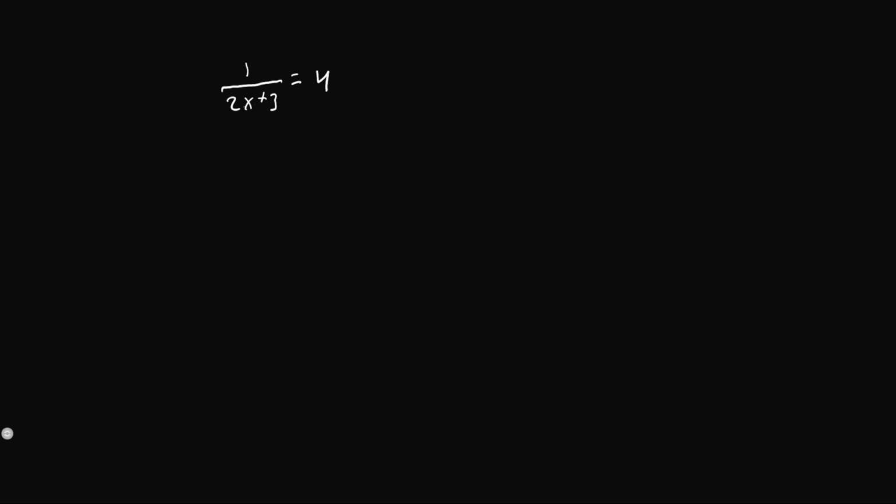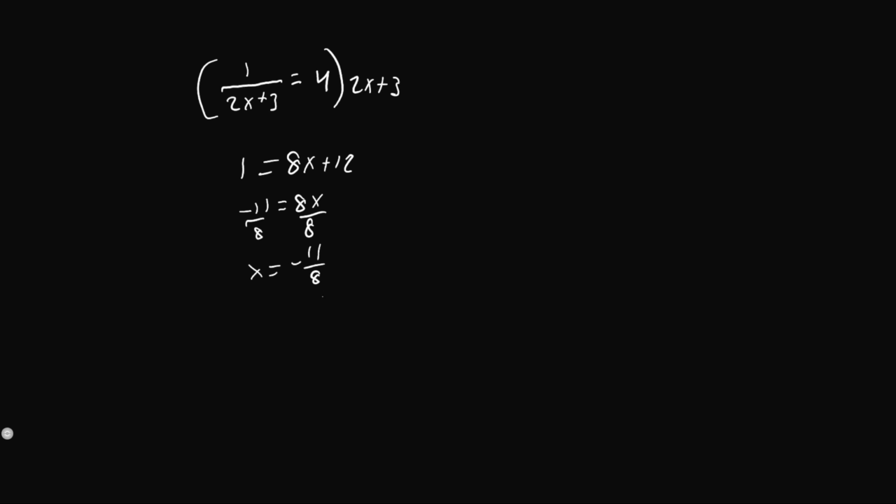To do so, we're going to multiply the whole equation by the denominator, which is 2x plus 3, giving us 1 is equal to 8x plus 12, where we can subtract 12 from both sides, giving us negative 11 is equal to 8x, where if we divide by 8 on both sides, we get x is equal to negative 11 over 8.